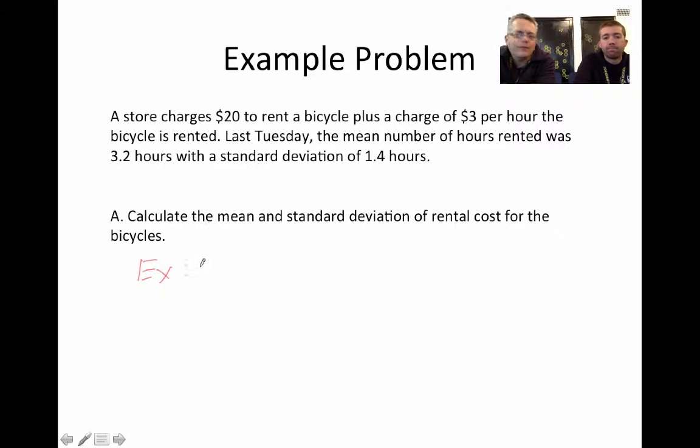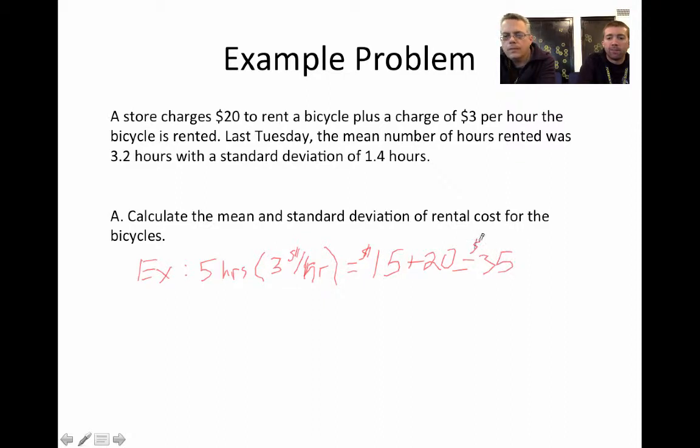So let's say you rented it for 5 hours. All right. So then we do 5 hours times the $3 per hour. Oops, if I could make it H. Okay. So that would give us $15. And then we would add the 20, which was our flat cost. So for 5 hours, it would be $35.